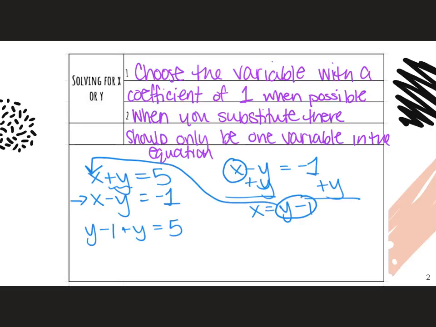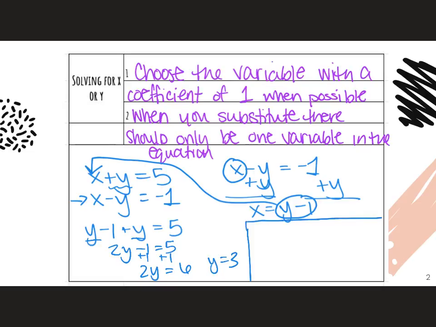So now I'm going to combine like terms. I have 2y minus 1 equals 5. I add 1 to both sides. 2y equals 6. y equals 3. That's half of the answer, okay? Kind of running out of room, but I think I can finish here.